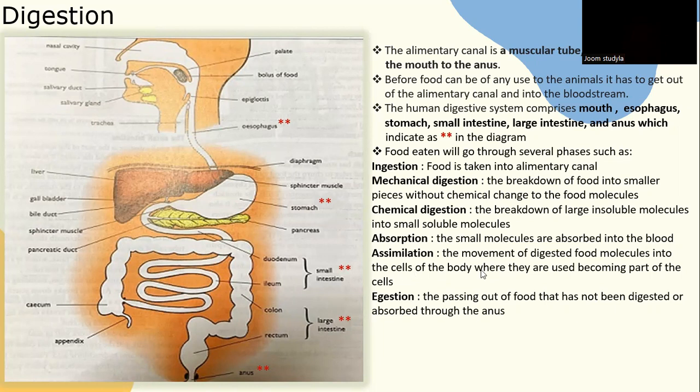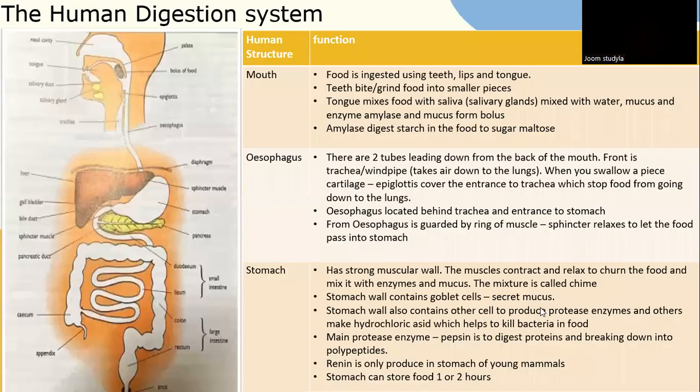Assimilation is the movement of digested food molecules into the cells of the body, where they are used, becoming part of the cells. And egestion is the passing out of food that has not been digested or absorbed through the anus. Basically, on the left-hand side is the alimentary canal. The human digestive system involves all these structures, like the mouth.